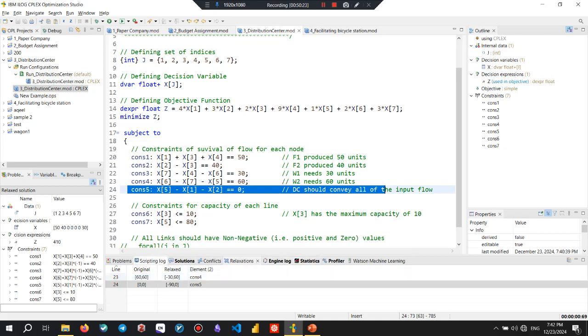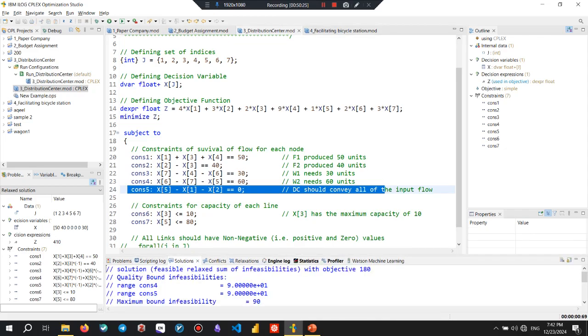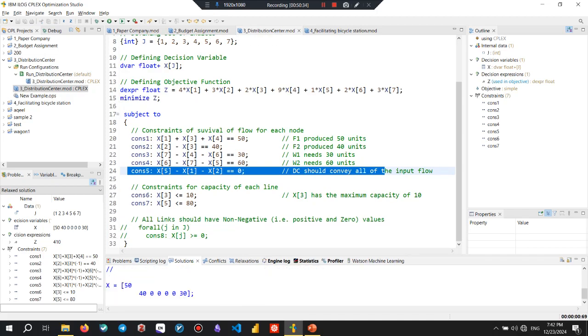And you can see the solution here, that the solution of our objective function is 180. And we had x, which showed the amount of flow in each link that is represented here. We had 7 links, right? So the flow in link 1, link 2, and link 7 is 30, and the other ones is 0.